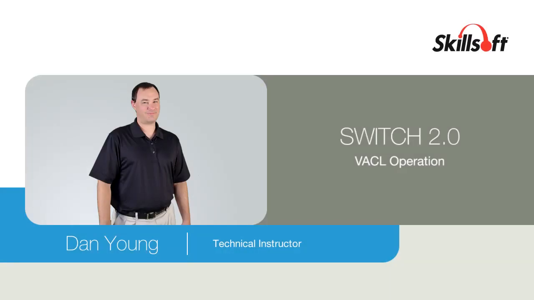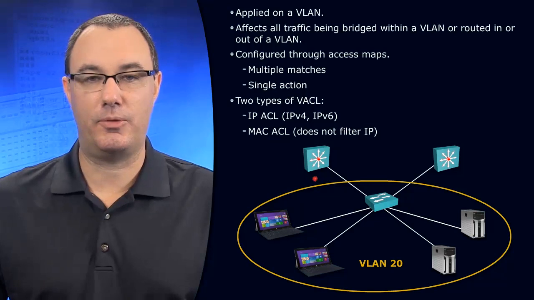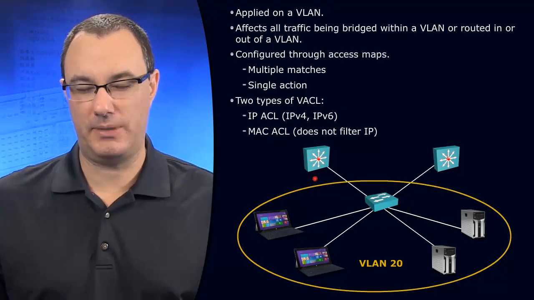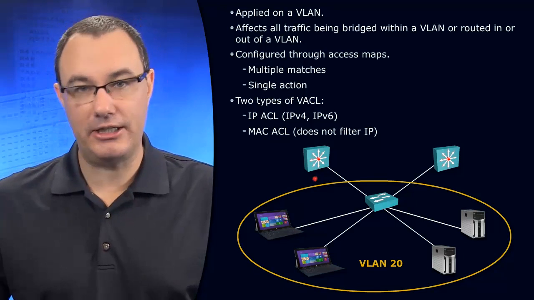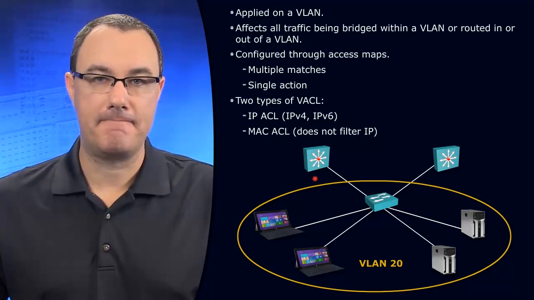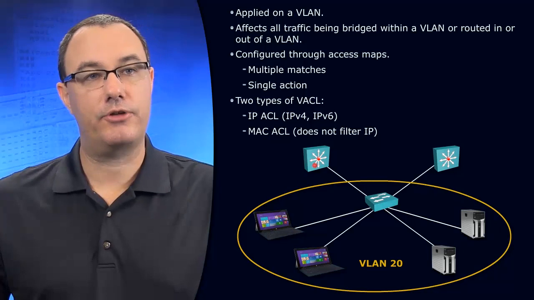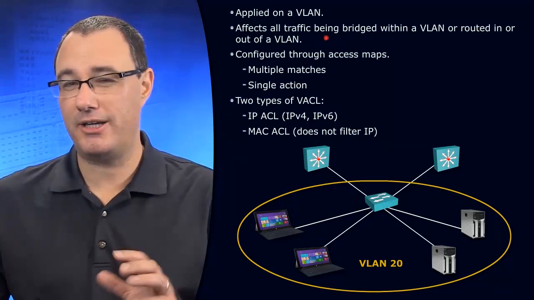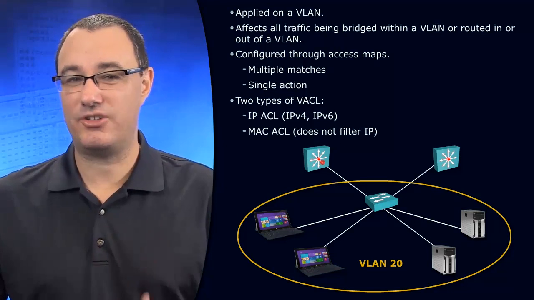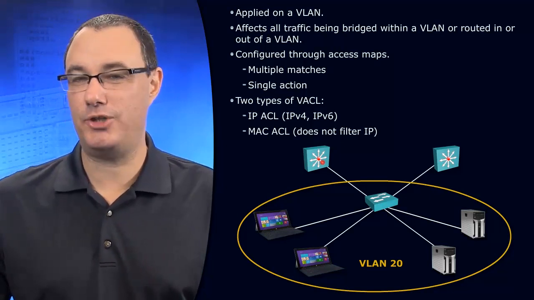A VLAN access list, and I like to call them VLAN access control lists to be very specific, because we do call them VACLs. Where's the C coming from? Control. A VACL allows us to filter traffic within a VLAN. You can also apply it to a multi-layer switch, and it's less applicable. I wouldn't typically use it there.